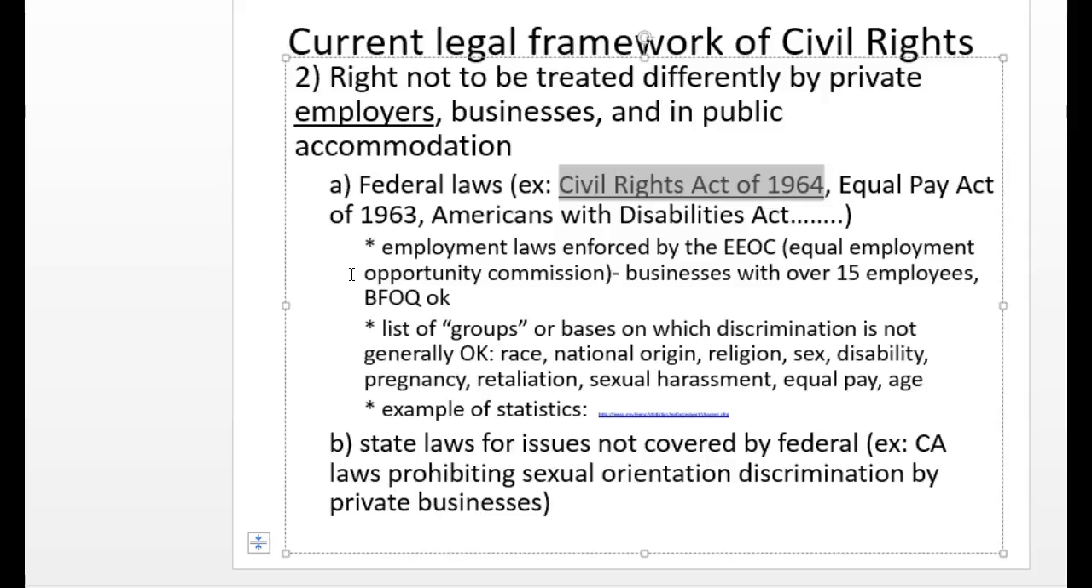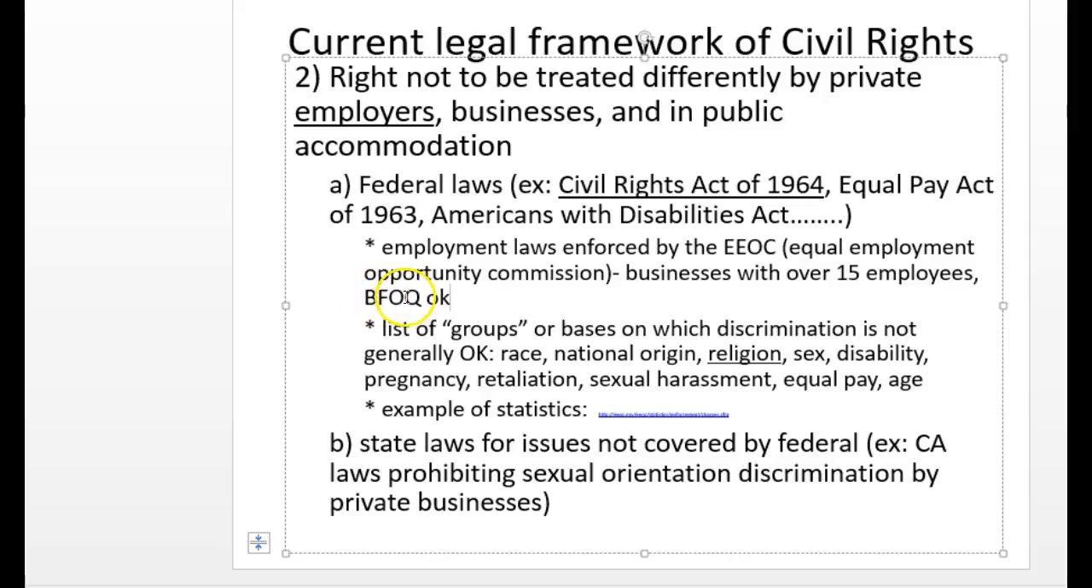The other crucial limitation is that the provisions only apply to businesses with more than 15 employees. So small family businesses are not covered by this. It also gives some exception where a bona fide occupational qualification is present. So, for instance, it is under this law illegal to discriminate on the basis of religion, but if you're hiring a priest, of course, you don't have to hire somebody Jewish.